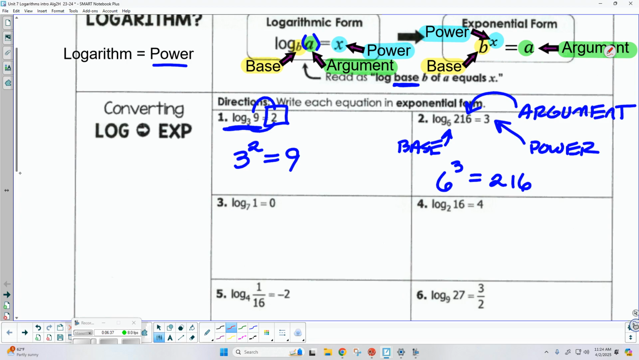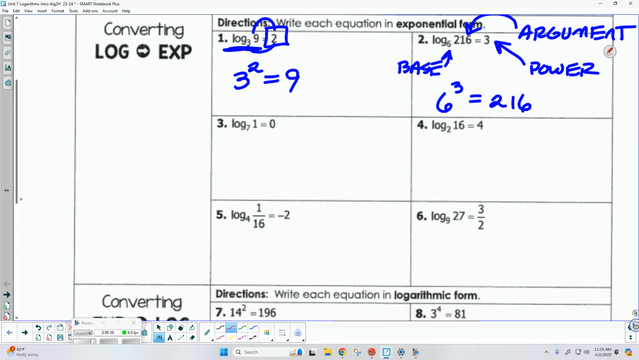Okay. All right, well, let's take a look at number 3. How would I read this? Log base 7 of 1 equals 0. Okay, right. What would the exponential form be? There you go. That's all there is to it. It is true, yeah. Every one of these is going to be true. So 7 to the 0 power equals 1.